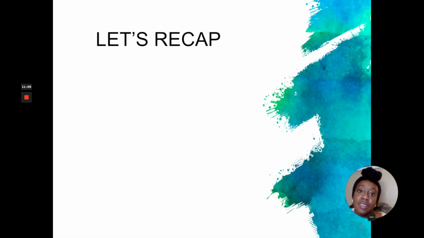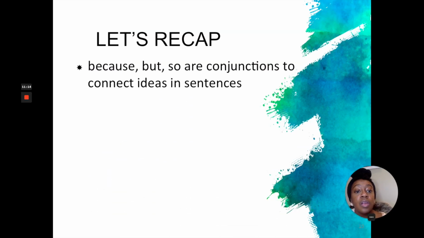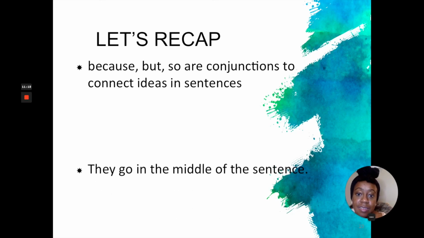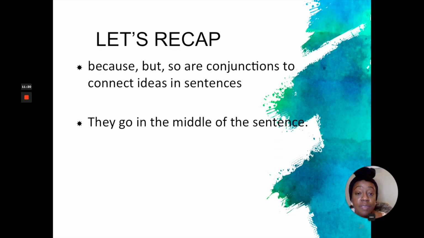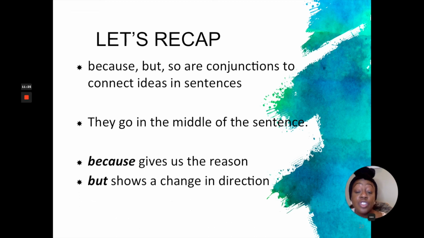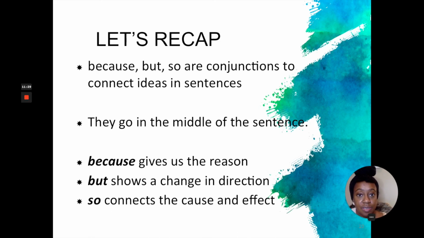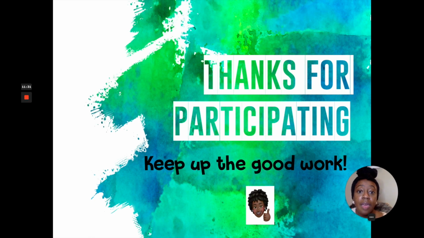Now that you're back, let's recap. Because, but, so are conjunctions to connect ideas in sentences. They go in the middle of the sentence. Because gives us the reason, but shows a change in direction, so connects the cause and effect.